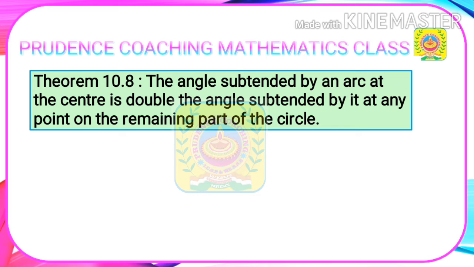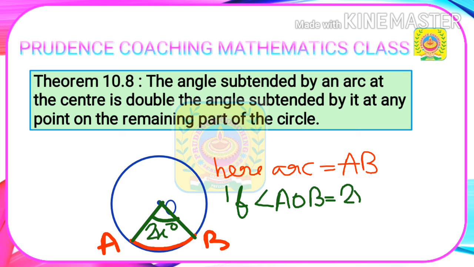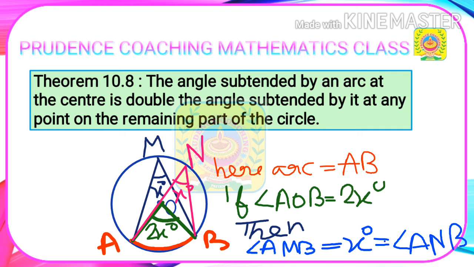The angle subtended by an arc at the center is double the angle subtended by it at any point on the remaining part of the circle. Let us understand this with the help of a diagram. According to this theorem, if we take AB as an arc and we draw an angle at the center, let it be 2x degrees, then if we draw any other angle at any point of the circumference of the circle, the angle will be half of the angle at the center.